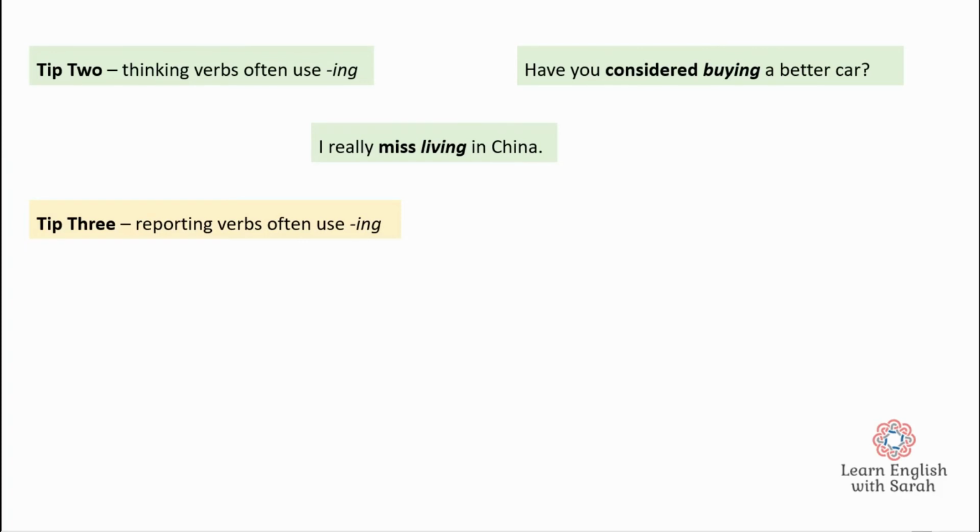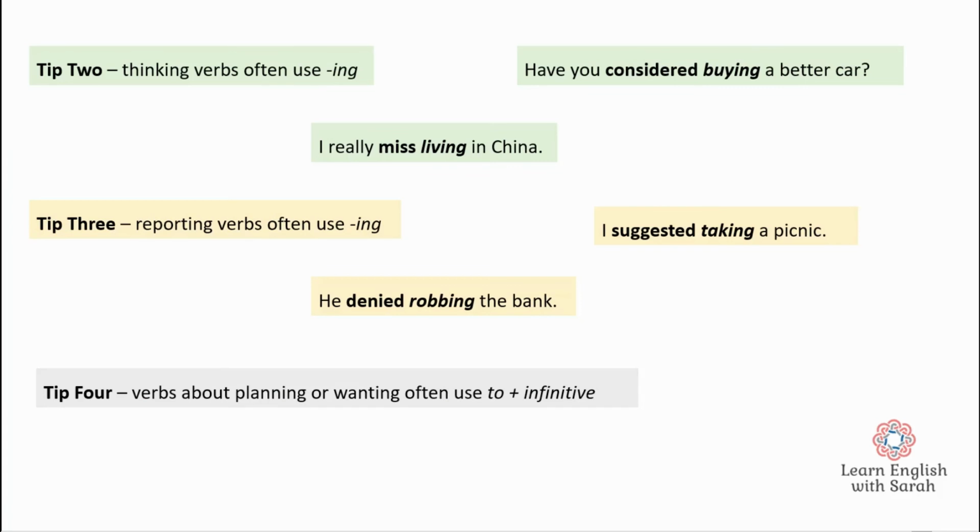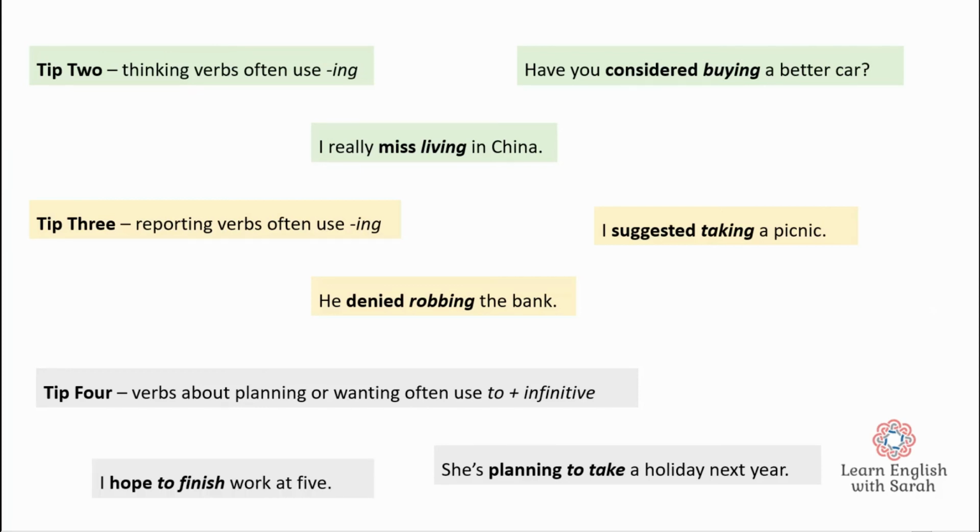Tip number 3, reporting verbs also often use ing. I suggested taking a picnic. He denied robbing the bank. And the final tip, tip number 4. Verbs about planning or wanting often use to plus infinitive. She's planning to take a holiday next year. I hope to finish work at 5.